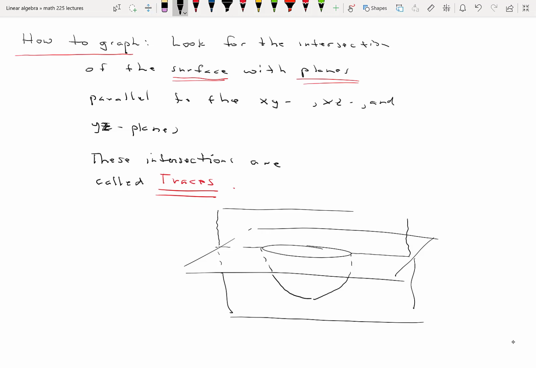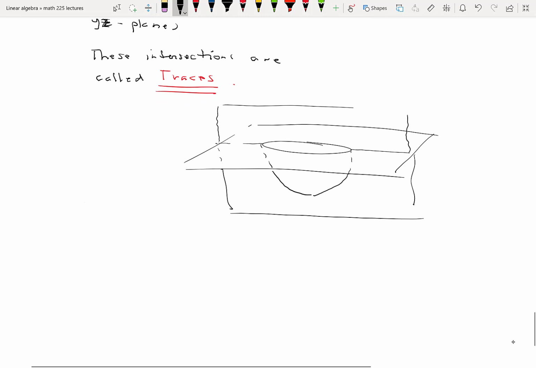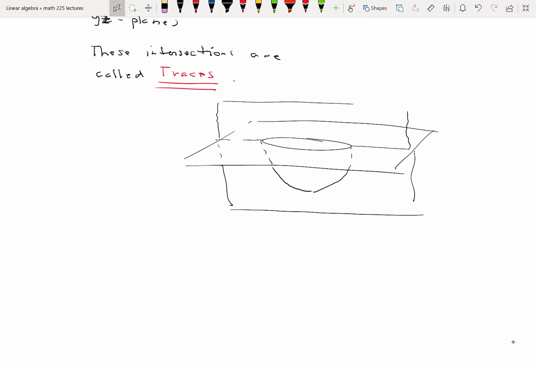A parabola. So now your brain puts both of these two-dimensional traces together, and we see a cup that opens upward. Just taking away the planes, we see this.